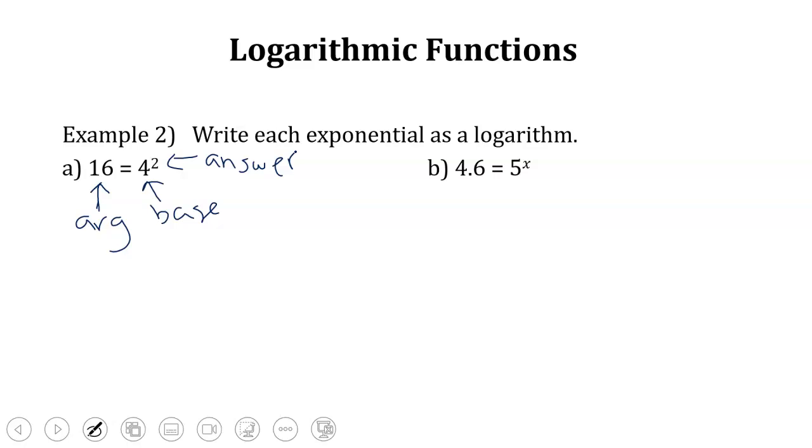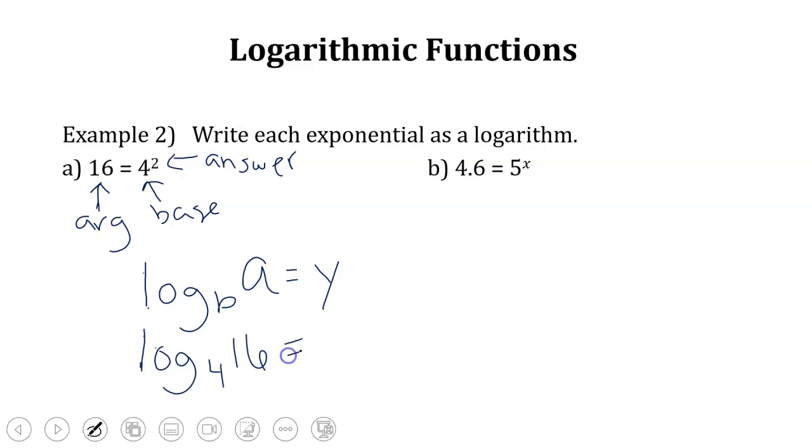So let's write it as a log. I have my log, and then it's base, answer, argument. All right, so let's plug it in. So I have log. What was my base? My base was 4, and remember it's a subscript, so write it below. And then what was my argument? 16. And then my answer is 2. So exponent is kind of the answer. So that is your final answer.